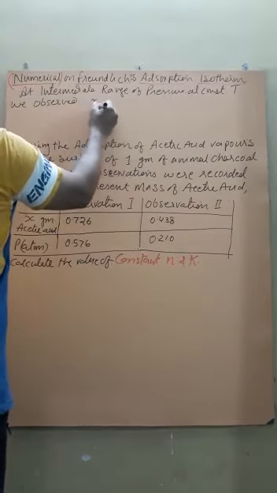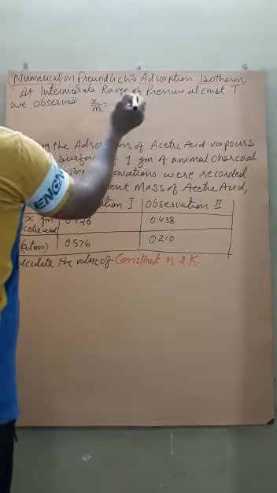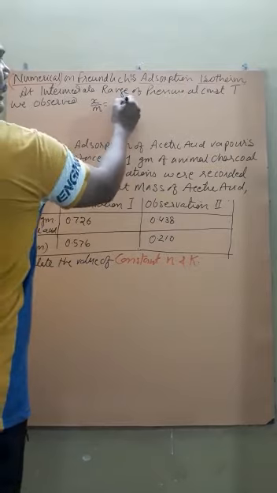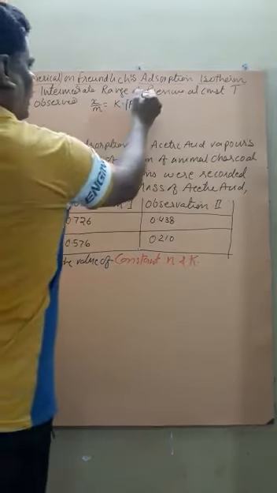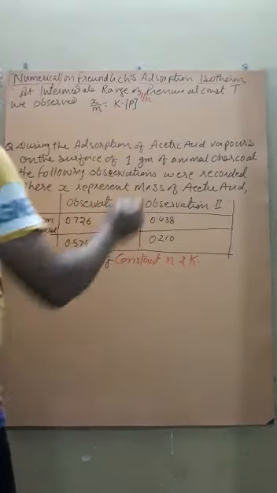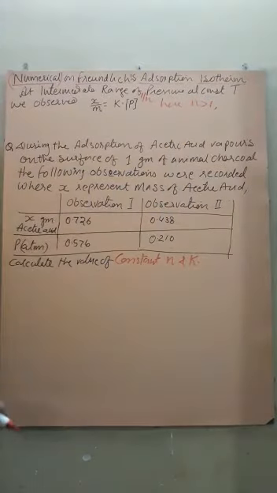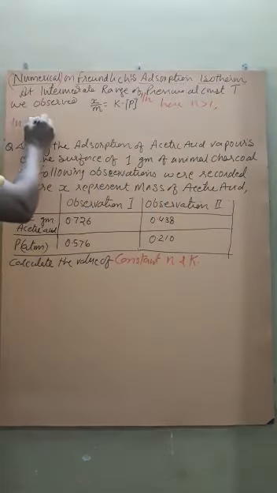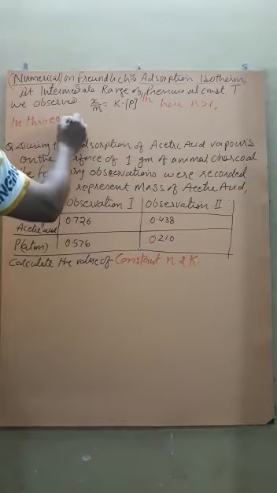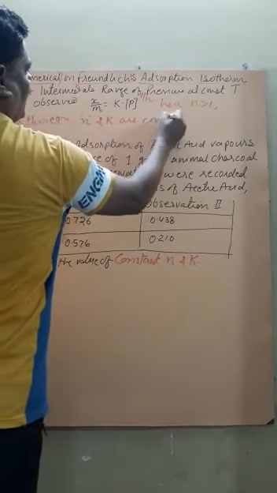X by M, this is what? Amount of substance adsorbed is equal to what? K constant into P to power 1 upon n. Here n is more than 1 and is a positive integer. More than 1. In this equation, n and K are what? Constant.